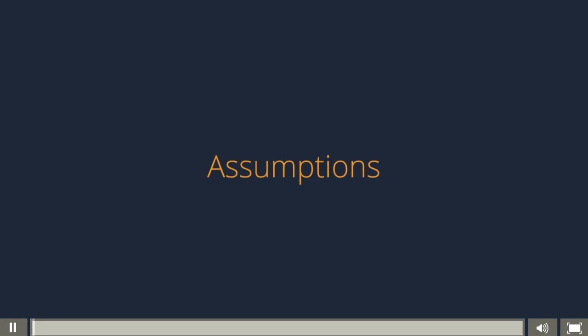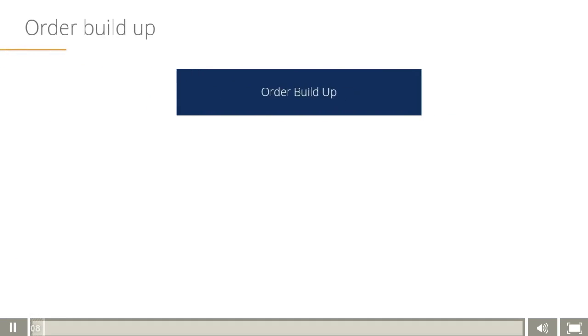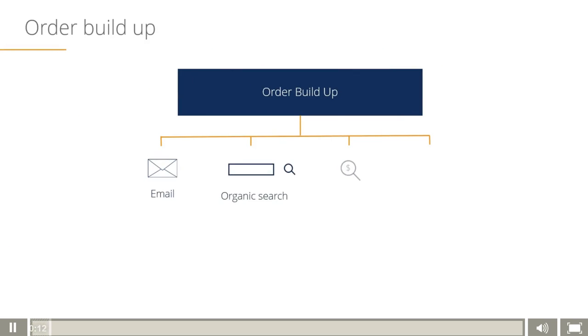All right, it's time to get started building our financial model, and we're going to begin with the assumptions section. The assumptions section is going to begin with an order buildup, which takes the various channels by which this business acquires customers and flows them through to actual orders. In this case, we're talking about a business that has 4 different channels for placing orders.